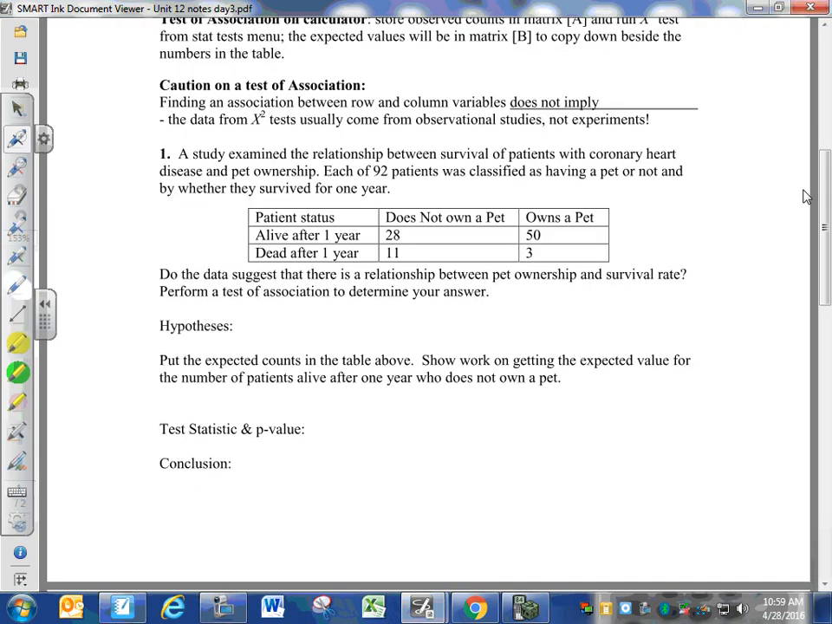Today, we are going to take a two-way table like this, a two-way table, okay? Two categorical variables looked at the same time. And we're going to see if there's an association between the two variables. Here's the first example. We have the survival of patients with coronary heart disease and pet ownership. We're wondering if there is an association between having a pet and living longer with coronary heart disease, or if there's no association. Maybe if you own a pet, it doesn't mean you're going to live longer. Okay? That's the question.